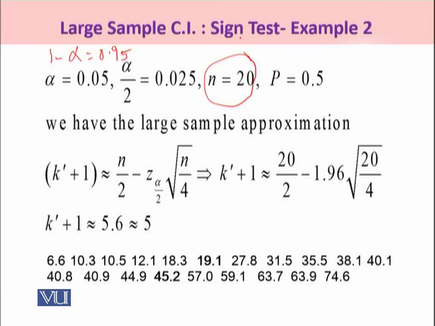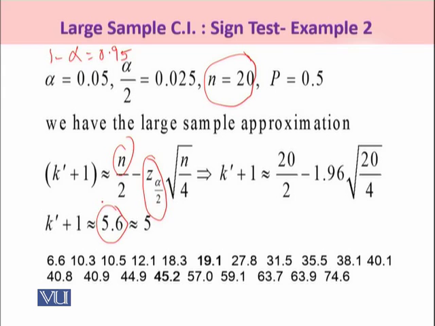Now again, we'll be making use of the large sample approximation. The formula here is k dash plus 1, which may be approximated using the formula n by 2 minus z alpha by 2 times the square root of n by 4. Now students, by plugging the values into this formula, where n is equal to 20, z alpha by 2 is 1.96, as you have already learned how to locate this value for alpha by 2 from the normal table. So that value is determined as 1.96 and this is multiplied by the square root of 20 by 4. So students, k dash plus 1 we have obtained as 5.6.